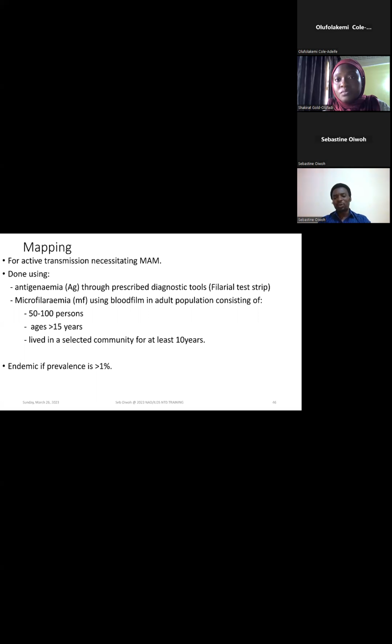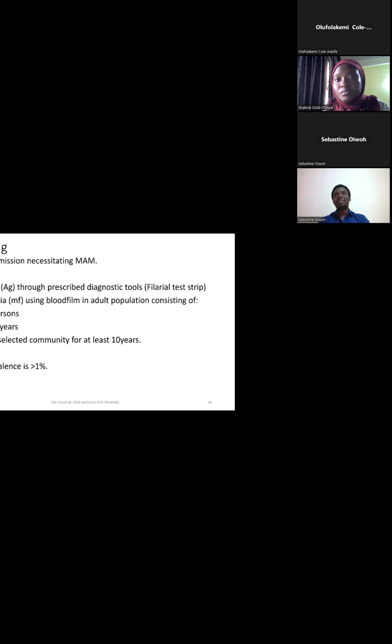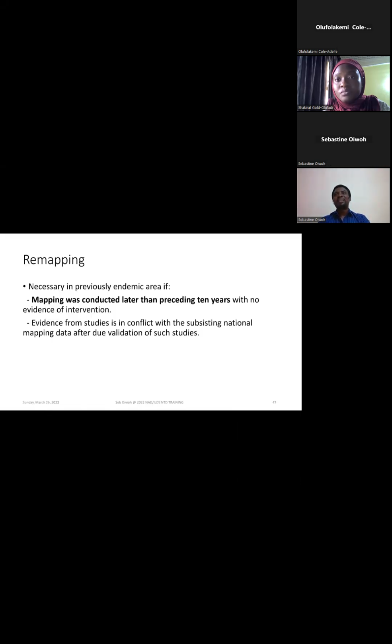A few things that can be used are the antigenemia, microfilaria, and a few other information that would be asked. These are usually done by the NTD officers in collaboration with co-opted members of the team that may include community drug distributors and a few others, as the case may be, depending on what the task assessment says.